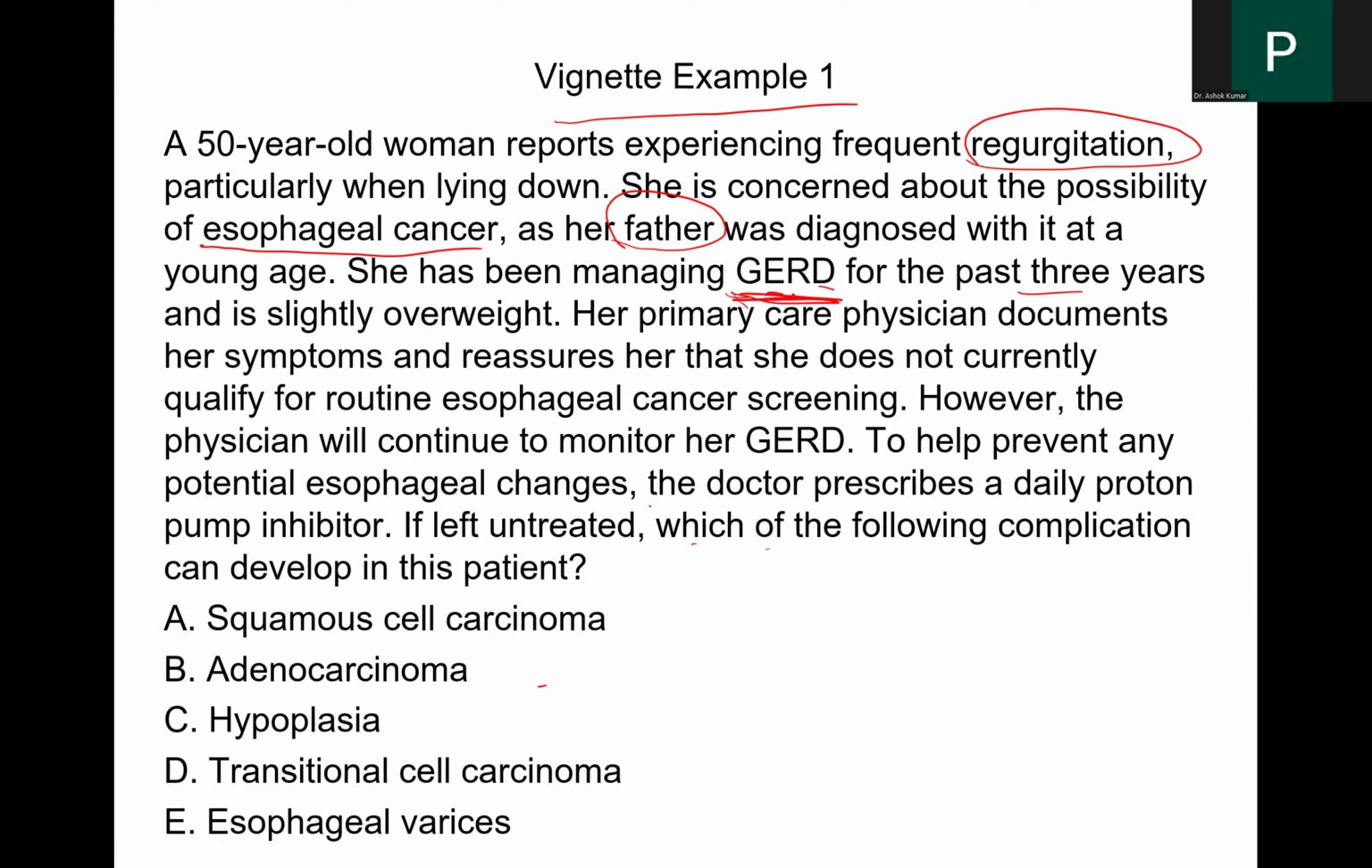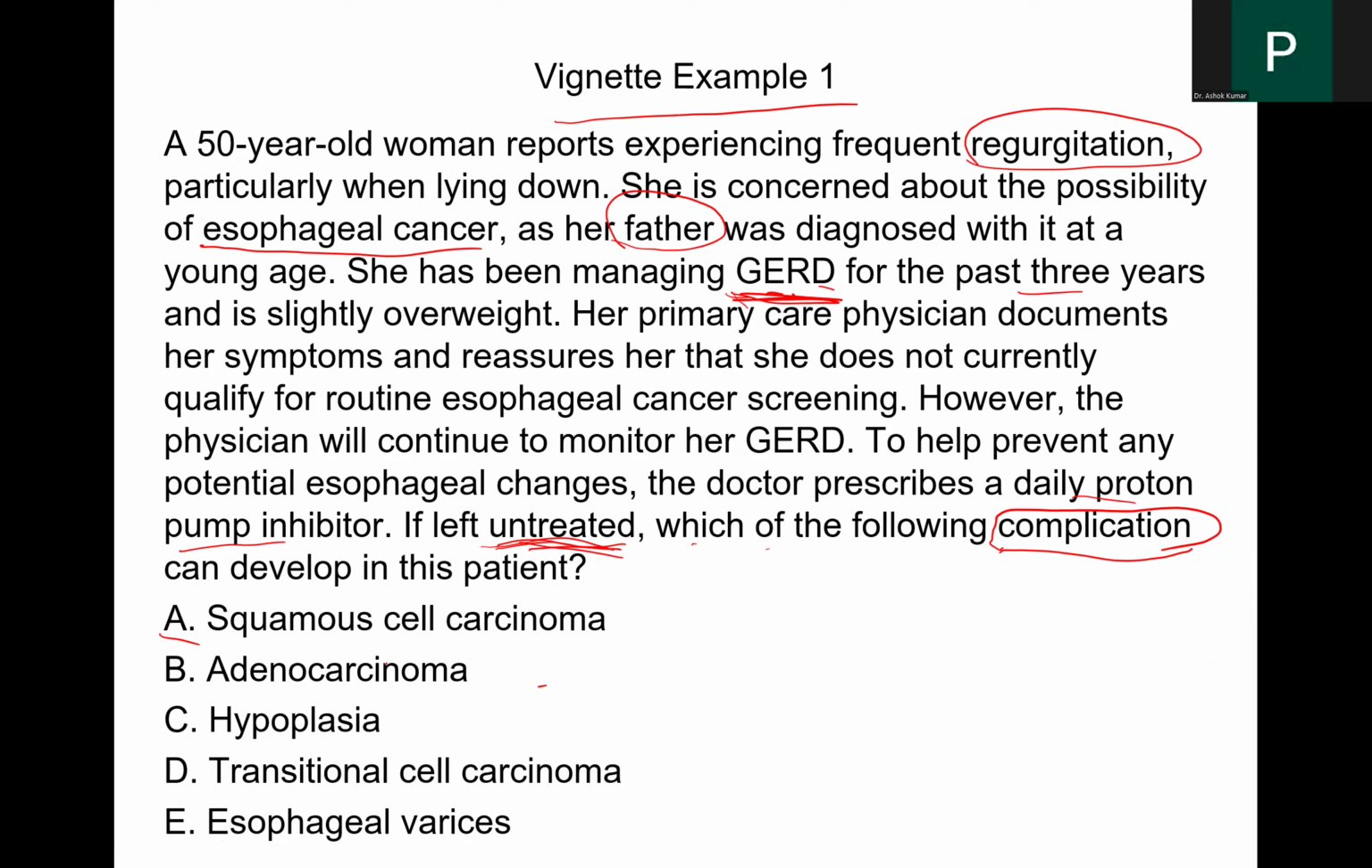To prevent the potential esophageal changes, the doctor prescribes a daily proton pump inhibitor, to prevent further acid production from the stomach and its effects on the esophagus. If left untreated, if this proton pump inhibitor is not given and acid is continuously going up to the esophagus, which of the following complications can develop in this patient? So you understand that acid can produce which complication? Gastric acid can produce which complication in the esophagus? So now you understand, it is a complication. What will it be?